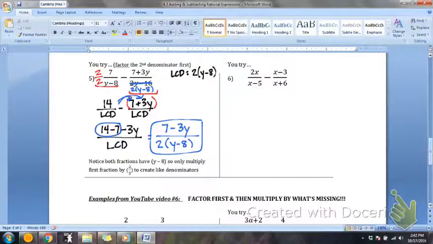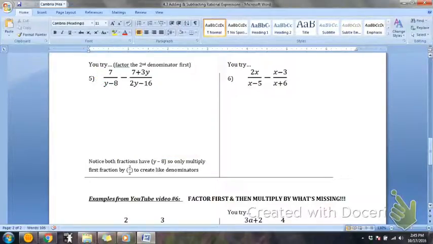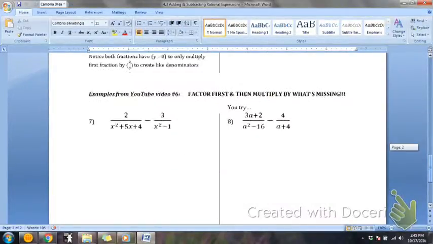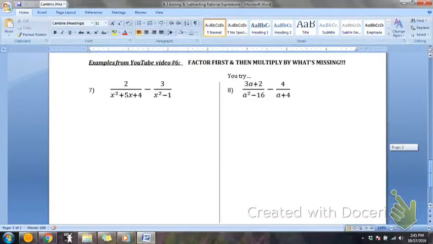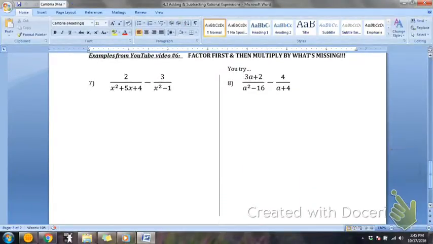Okay, we're going to skip number 6. Let's go down and do, let me look and see which ones they are. Let's do number 7 together. Notice it says factor first and then multiply by what's missing. So let's do the easy one. What does x squared minus 1 factor to? X plus 1, x minus 1.